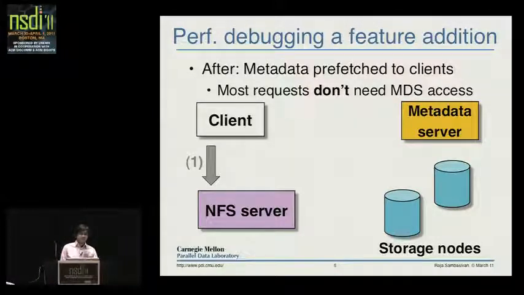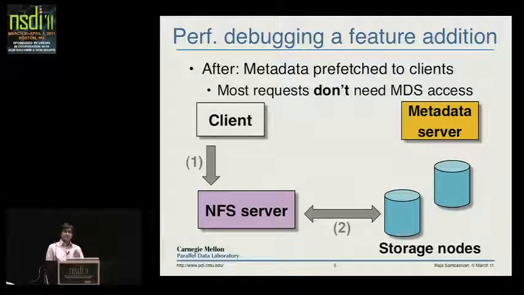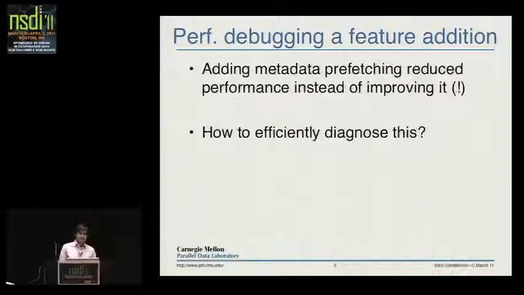So you see here in the common case, the client sends a request to the NFS server, and the NFS server is able to access the storage nodes directly and respond to the clients. So once we added this feature, we were really happy. But amusingly, we found that adding this prefetching functionality didn't improve performance. Rather, it reduced it. And so the question is, how would one go about efficiently diagnosing such a problem?